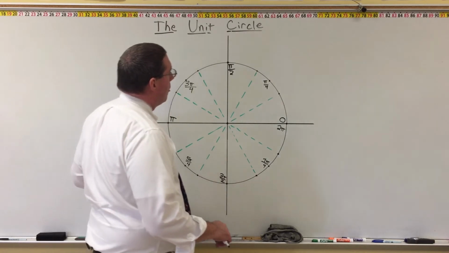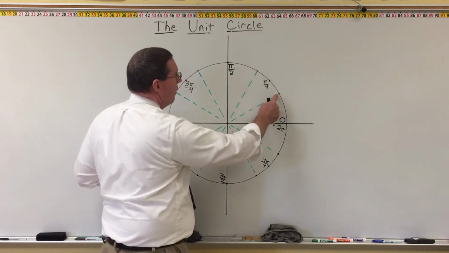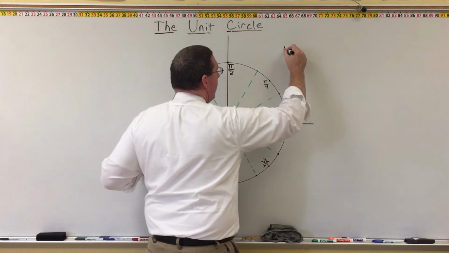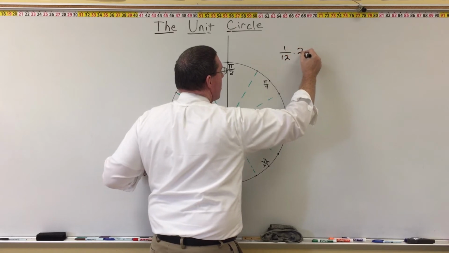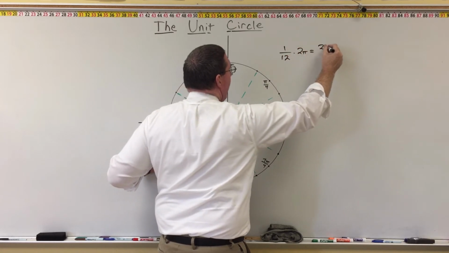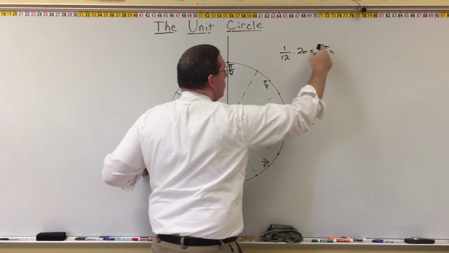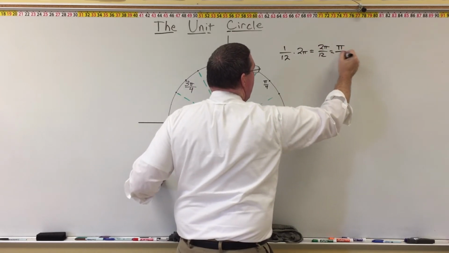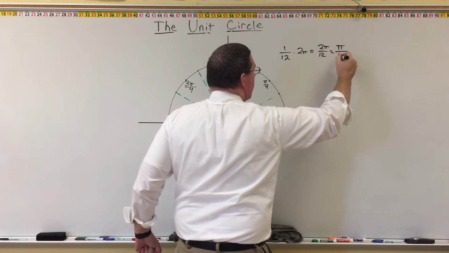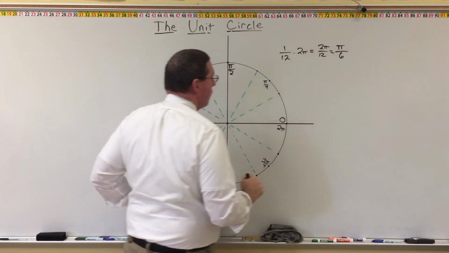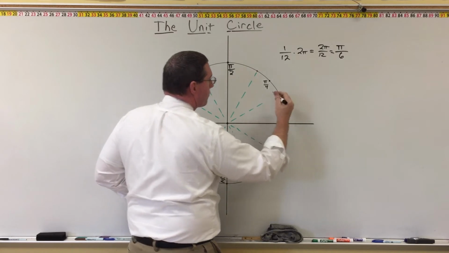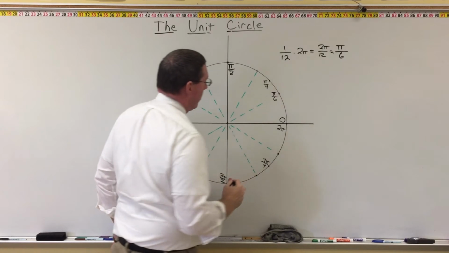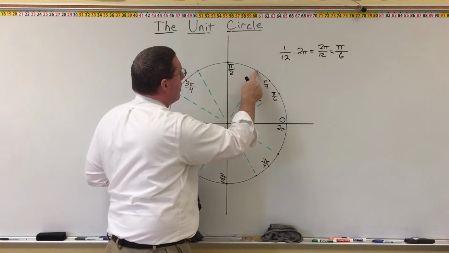Okay? So now let's identify this point right here. Well, that's one slice. That's 1 out of 12. We already did this, I know, but we're going to do it again. 1/12 times 2 pi is 2 pi over 12. Both of these are divisible by 2, so the top becomes pi, and the bottom, 12 divided by 2 is 6, so it's pi over 6. So this point right here is represented by the angle measure pi over 6. Okay? All right, now let's do this one right here.